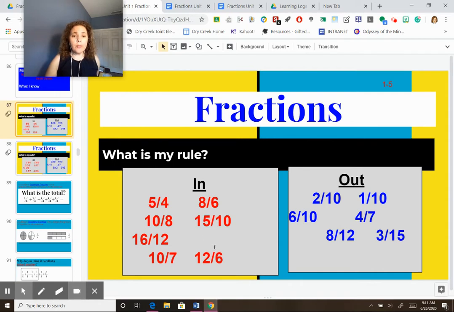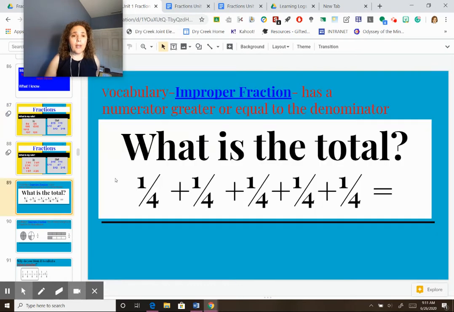Okay, if you figured out that the numerators in the inbox are bigger than the denominators, you would be correct. We call these improper fractions, all right? So in your math notebook, please write down the vocabulary for this lesson. An improper fraction has a numerator greater than or equal to the denominator. Okay, so an improper fraction has a numerator greater than or equal to the denominator.